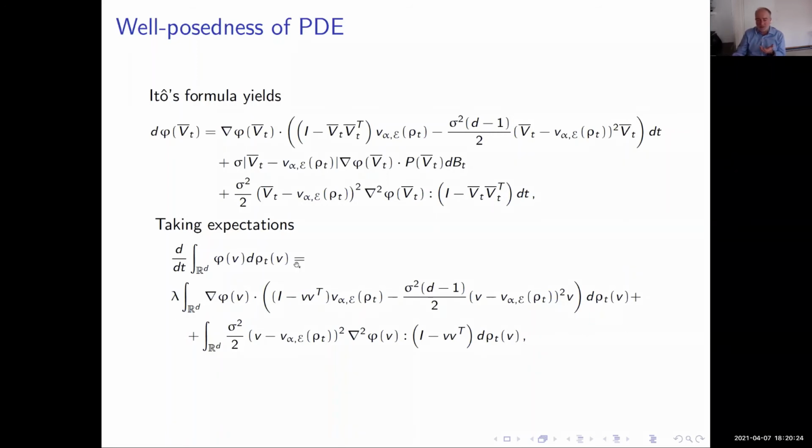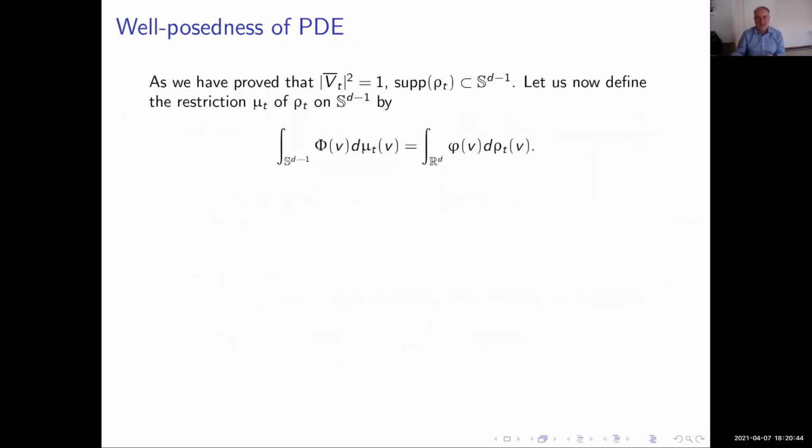But what we know is that this law is not supported everywhere. It's supported actually on the sphere. And therefore, we can simply test this on test functions that are defined on the sphere, and they can get extended in a normal direction to become smooth functions outside, right? So we can define a new measure mu that is purely defined on the sphere by testing it on test functions that are extended outside, and you want that this identity is fulfilled for such test functions.